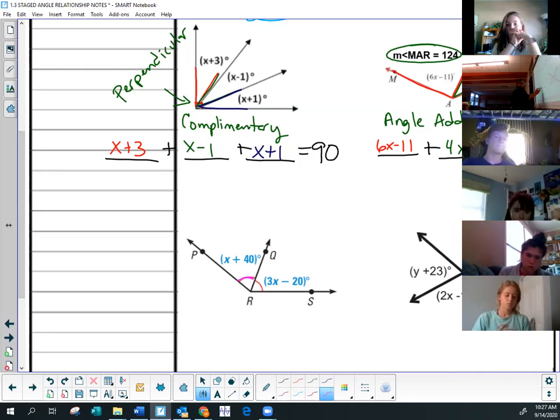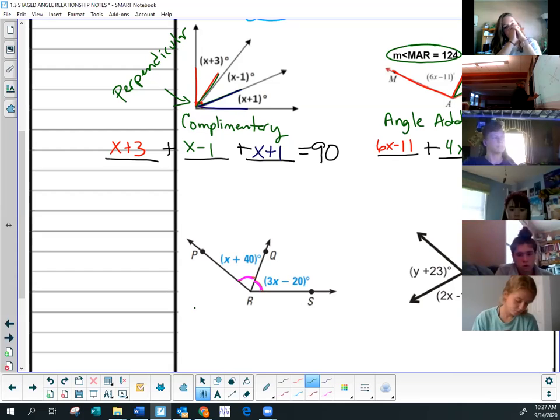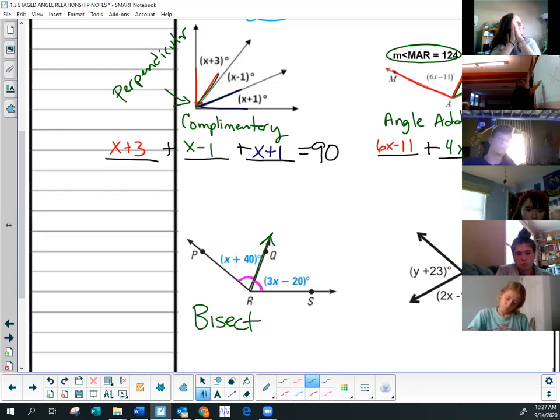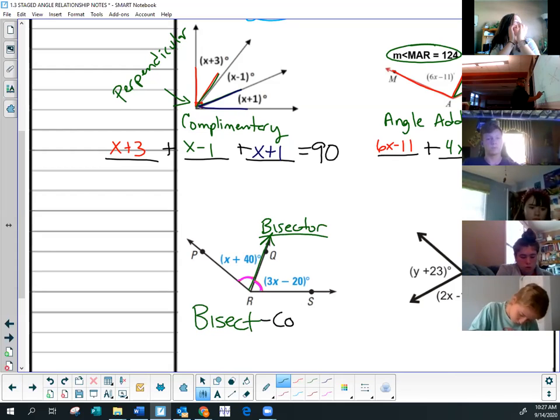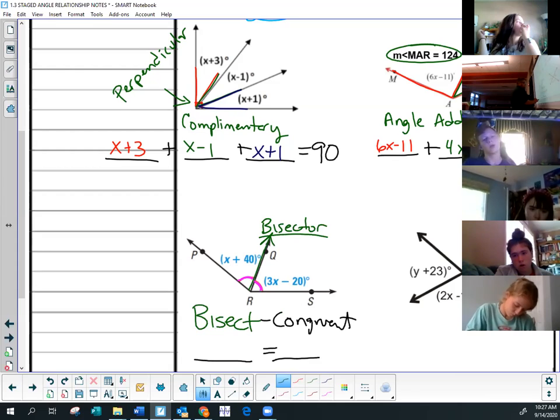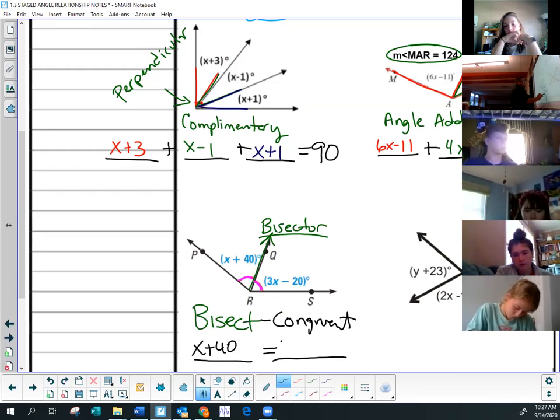This would be the hint. Bisector. Thank you. Because this guy right here is a bisector. Bisectors have congruent relationships, which means we have two things that are the same. X plus 40 and 3x minus 20 would be the same.